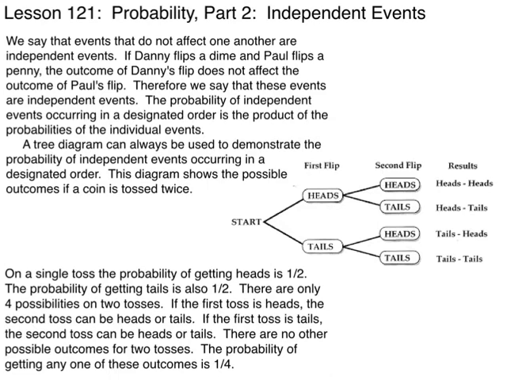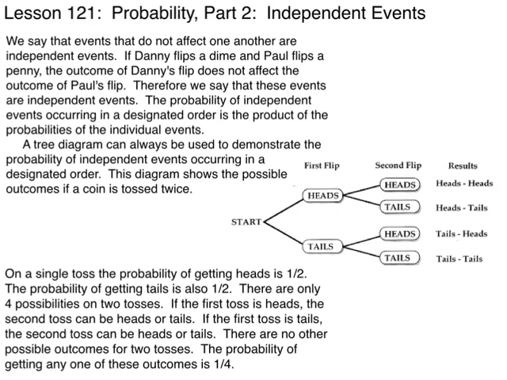Now, we already started probability and have been working with that a little bit for the last few lessons. We say that events that don't affect one another are independent events. They're independent of each other. For example, if Danny flips a dime and Paul flips a penny, what happens with Danny's flip doesn't affect Paul's flip at all. So we can say that those two flips are independent of each other.